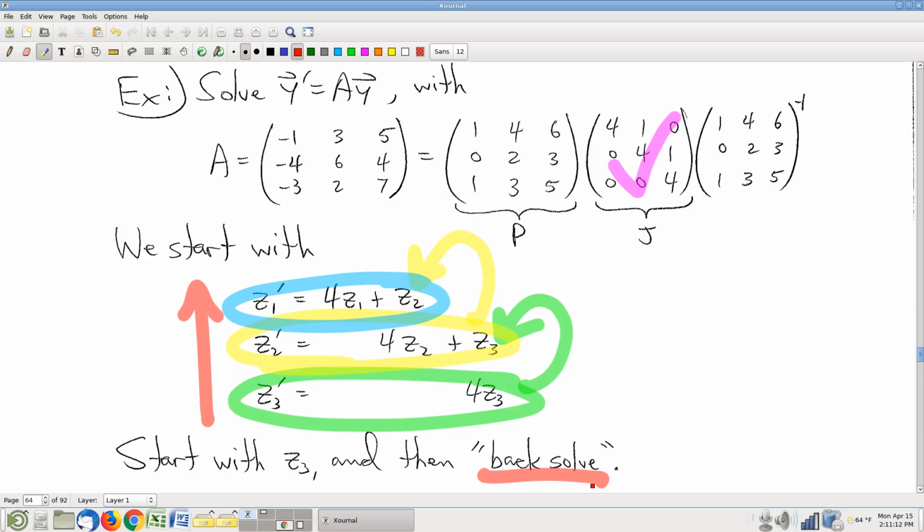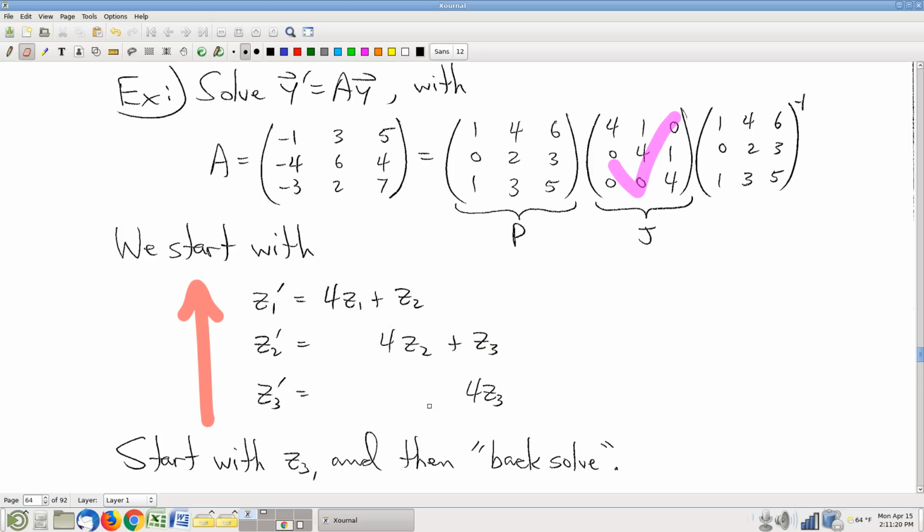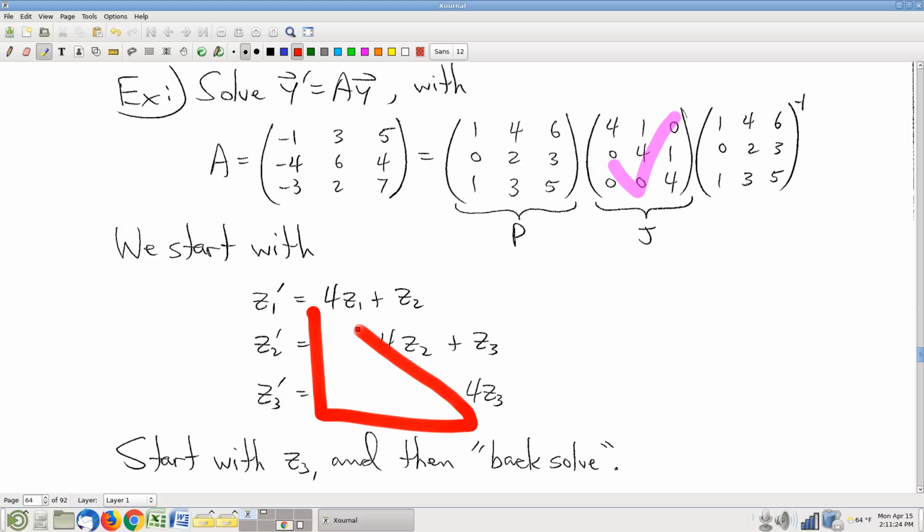By the way, I claim that when you Jordanize, it will always be back solvable. Not hard to persuade yourself of this. I mean, ultimately what makes it back solvable is, if you will, that sort of below the diagonal it's all zeros, and of course that is one of the features of Jordan form. Okay. All right.